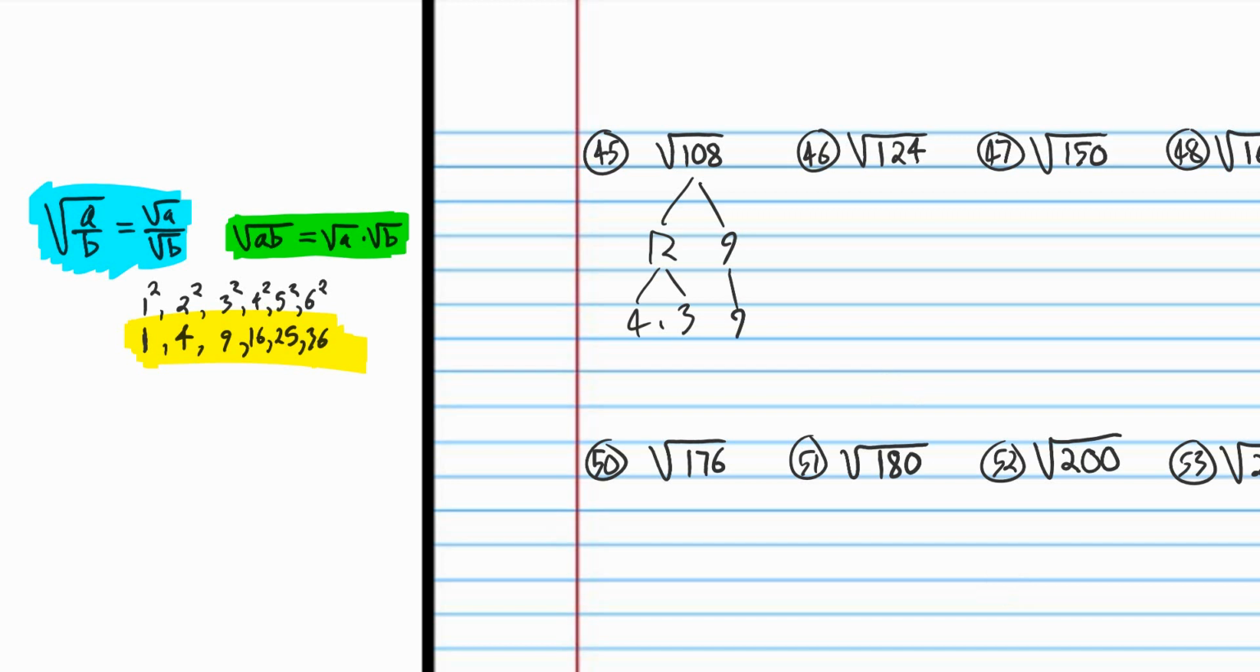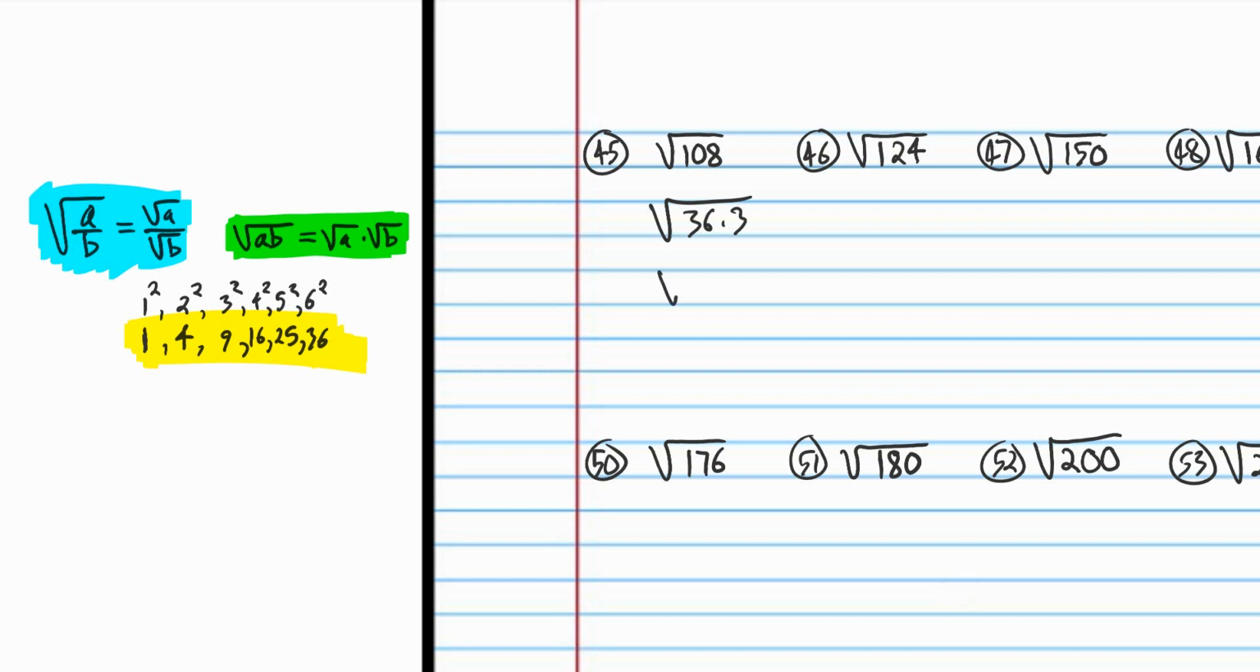So I'm going to keep going, and then I'm going to combine the 4 and the 9 to get 36. And I'm going to just rewrite the 3. So that's what we want, 36 times 3. And why do we want that factorization? Because 36 is a perfect square, and 3 is neither a perfect square nor does it contain a perfect square as a factor.